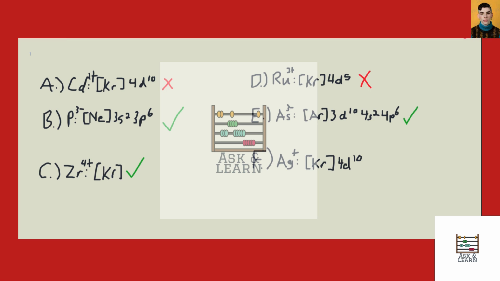And with silver, we've filled out our 4d, but we have not filled out 5s or 5p, so this is not a noble gas configuration. So the basic setup of this is basically just find the original electron configuration, then add or subtract electrons when appropriate to find your noble gas configuration.